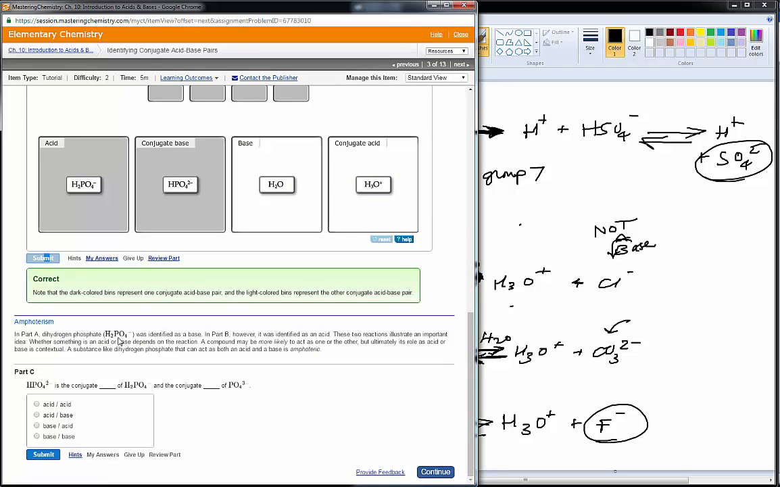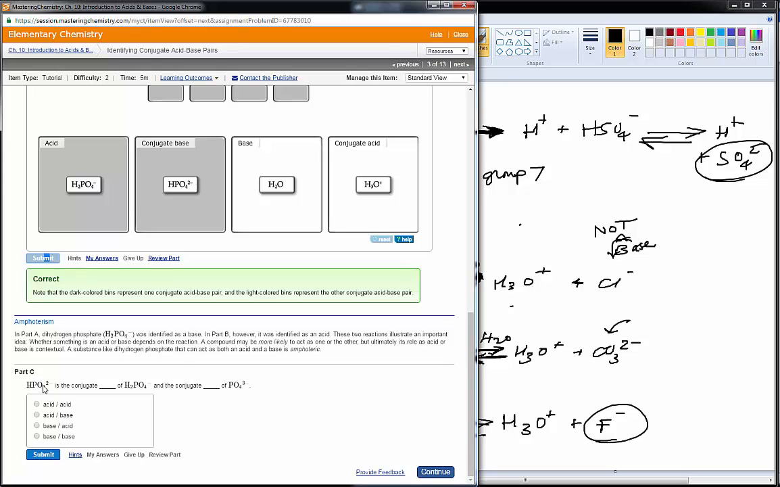In part A, we called this a base. In part B, we called it an acid. And we did say that that's amphoteric, meaning it could go either direction. That's possible because it has hydrogen that it can donate, but it has a negative charge, so that's going to attract a hydrogen in cases where it can pick one up. So it could either donate or accept, either way.